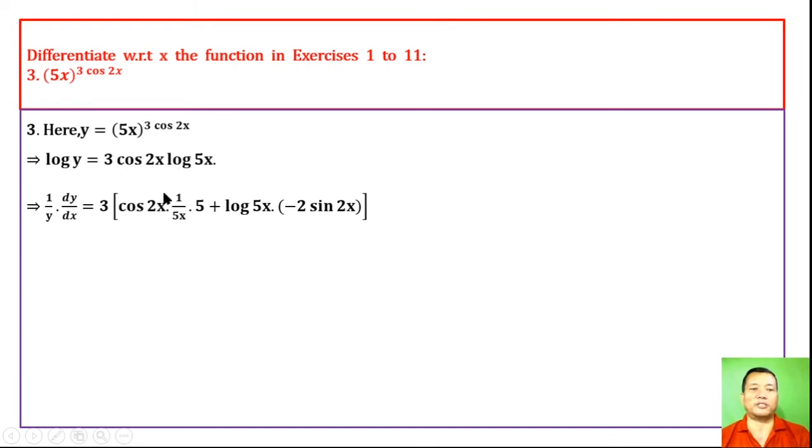That is, cos twice x is treated as first function and log of 5x is second function. First function remains unchanged. Derivative of log 5x is 1 by of 5x into derivative of 5x only, that is 5 into 1, that is 5, plus second function log of 5x remains unchanged into derivative of cos twice x, is minus 2 sine twice x. Therefore dy by dx is 3 times 5x whole to the power 3 cos twice x times of cos twice x by x minus 2 sine of twice x log of 5x.